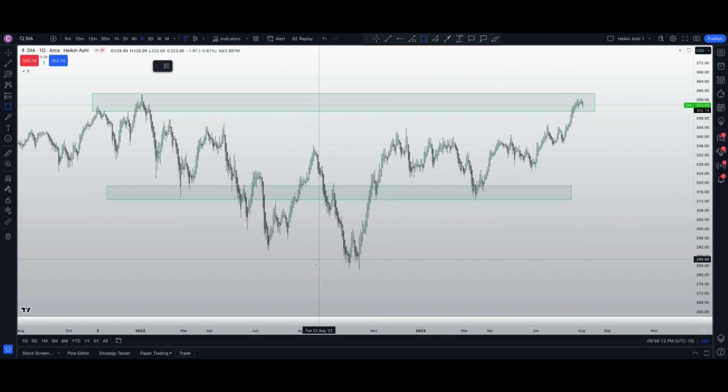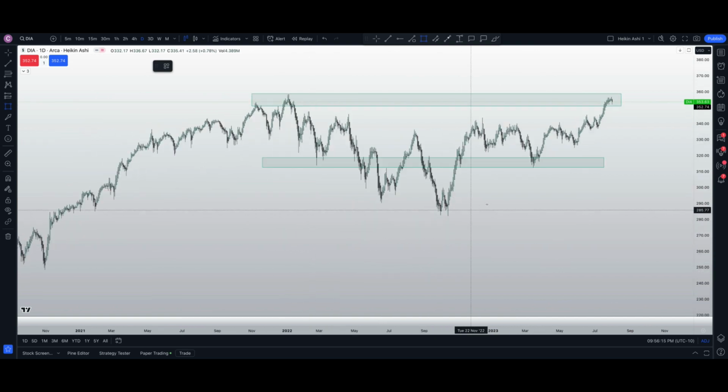And then just one more for good measure. Let's go ahead here across the bottom, and we'll draw one as I zoom out really far on the chart.